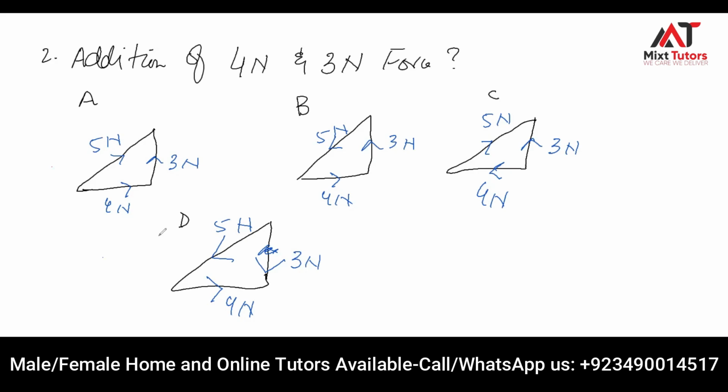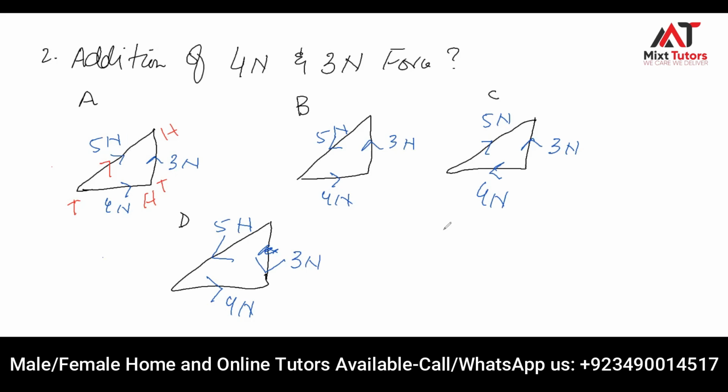Students, let me explain one by one. Option A is the correct answer. How? Let me explain, and also we will discuss the mistakes or errors. This is 4 Newton, this is tail, and this is head. 3 Newton, this is tail, and this is head. So the tail of the first is connected to the head of the second. The arrow is towards this.